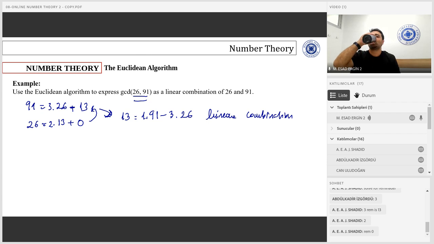And also, what is this one? This is the last step, and this is the previous step of the last step. It means that this is our greatest common divisor, which is 13.